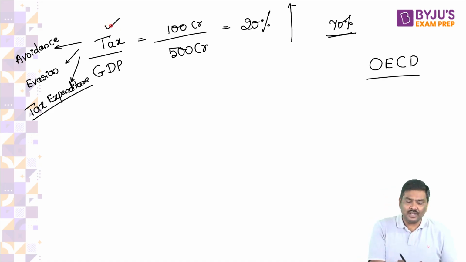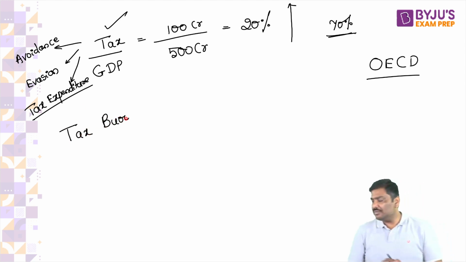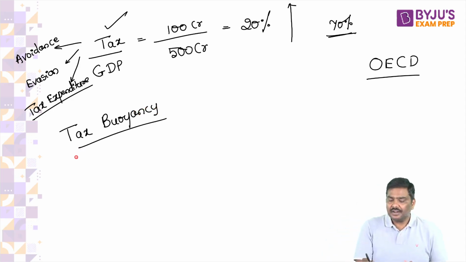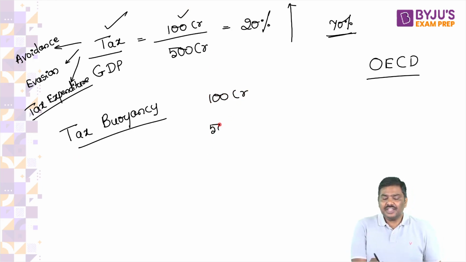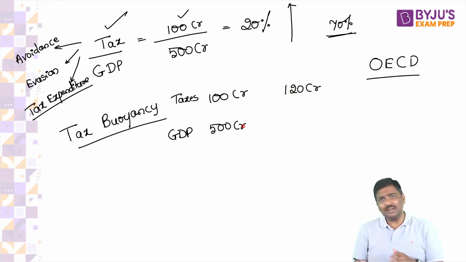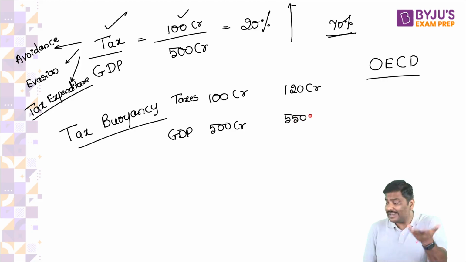Let me go to the next one, tax buoyancy. Now, what do you mean by tax buoyancy? Let me explain. Imagine this year, taxes collected are 100 crore, GDP value is 500 crore. Next year, taxes collected will become 120 crore rupees and the GDP value will become 550 crore rupees. Can it happen? Of course, yes, it can happen.